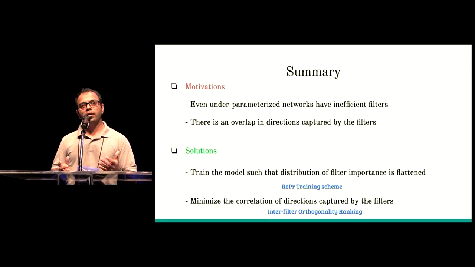So in summary, we want to minimize the inefficiencies of filters by reducing the correlation, and we want to allow the model to explore a large number of networks by doing this RePr training scheme.